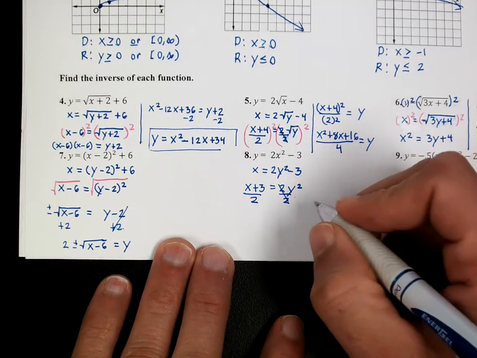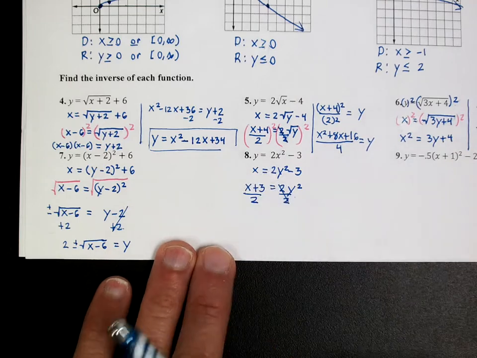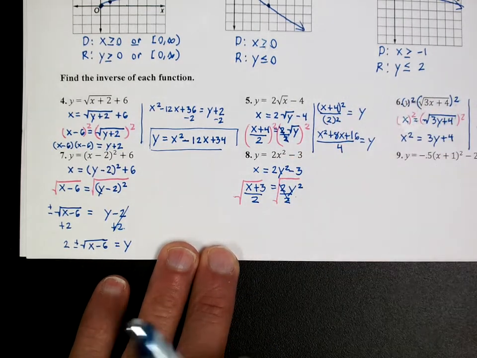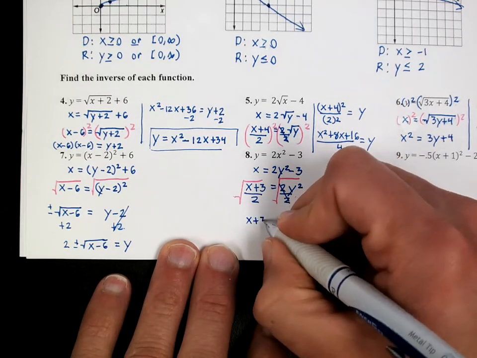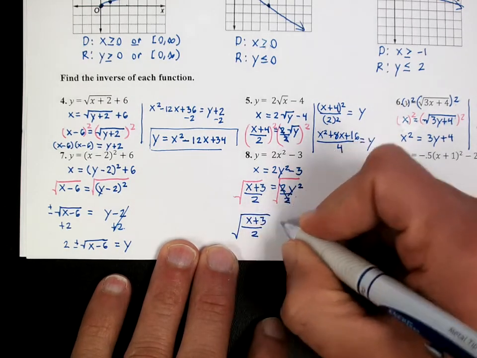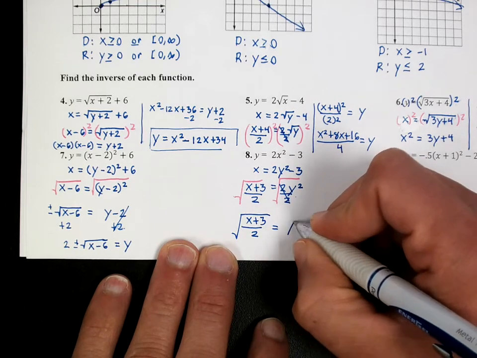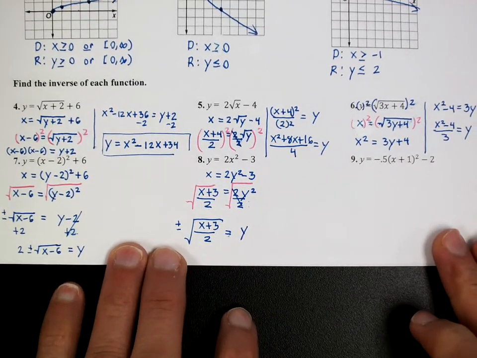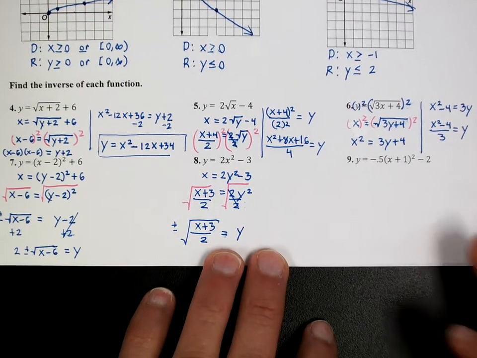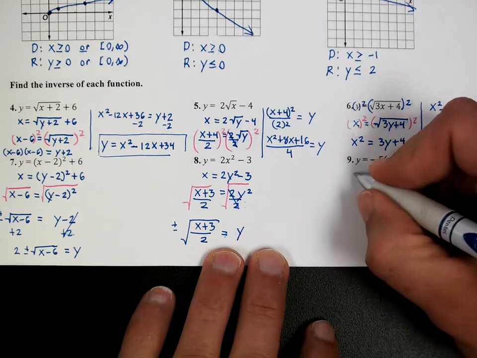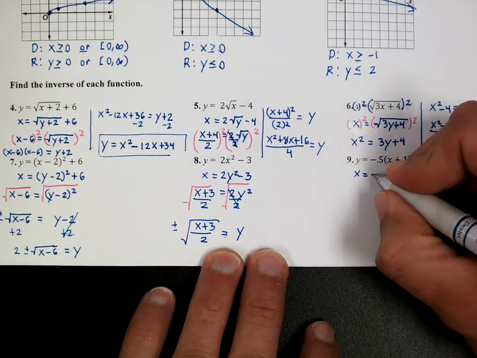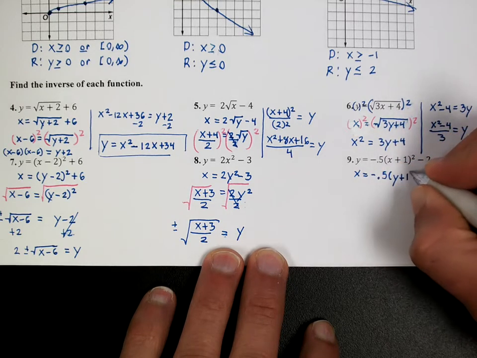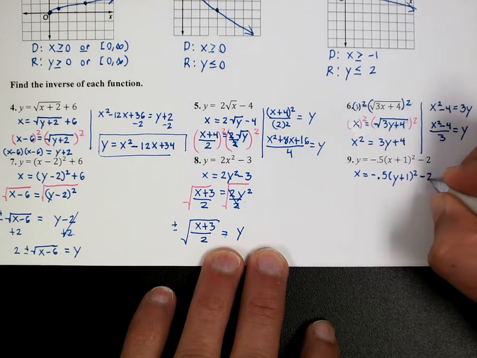Right, and then we're going to go ahead and take the square root of both sides, because to get rid of the squared, I have to take the square root. So this is just going to be x plus 3 over 2, and this is just going to be y, plus or minus here. Alright, now last but not least, number 9. Same idea. To find the inverse, I have to switch the x and y. This would be y plus 1 squared minus 2.